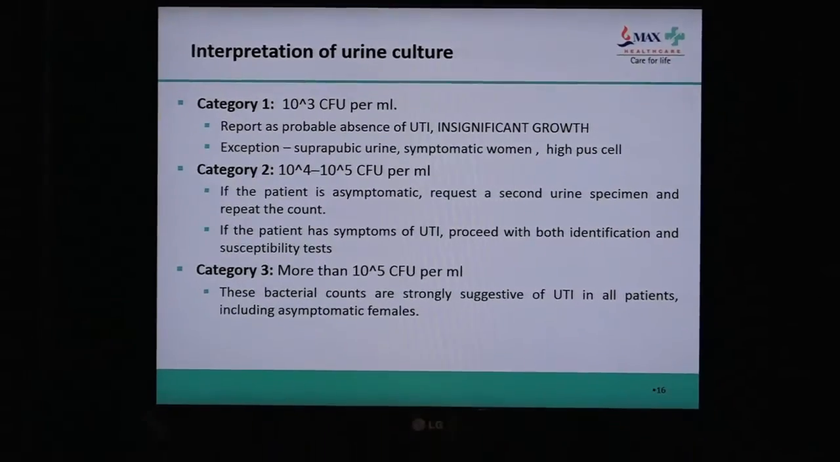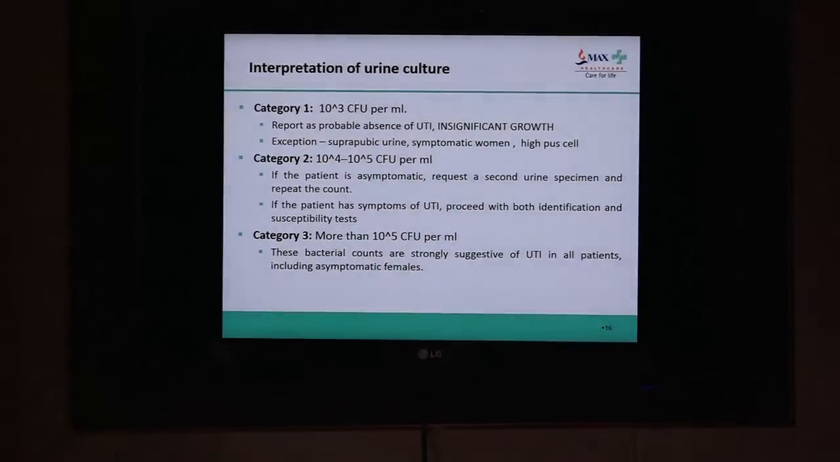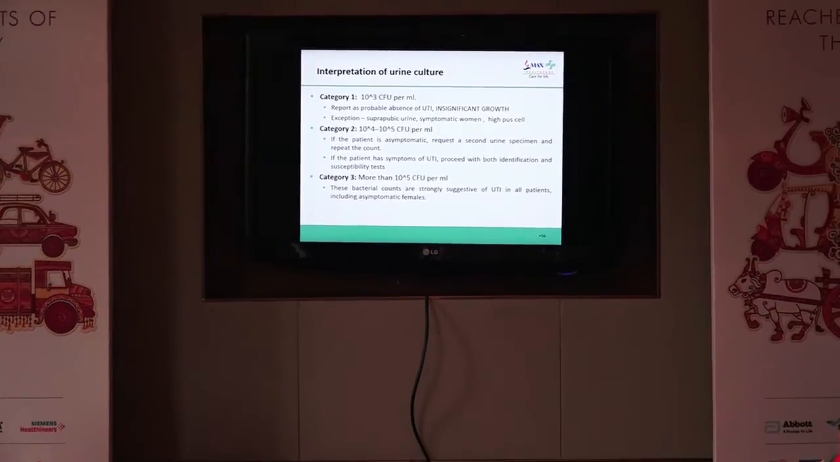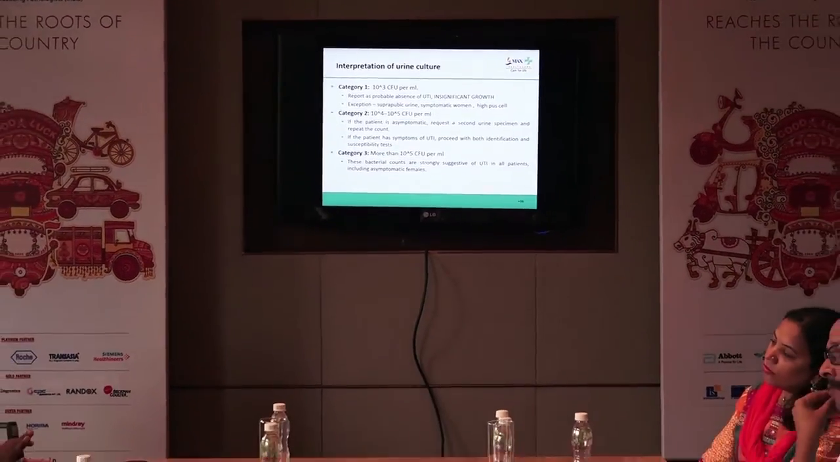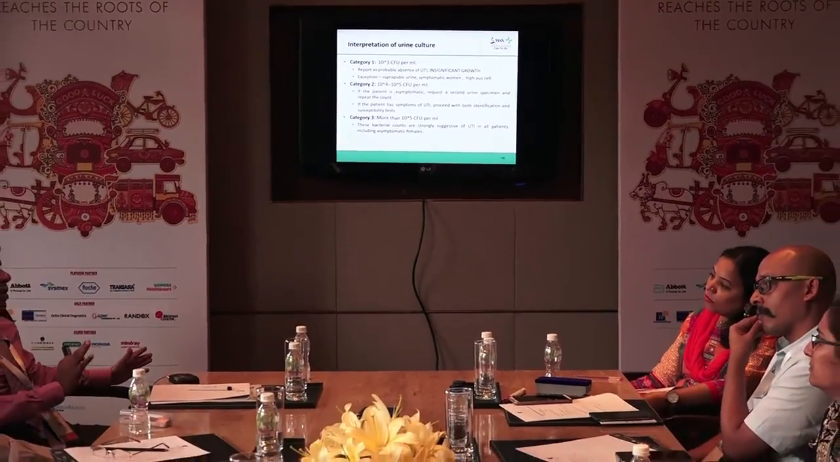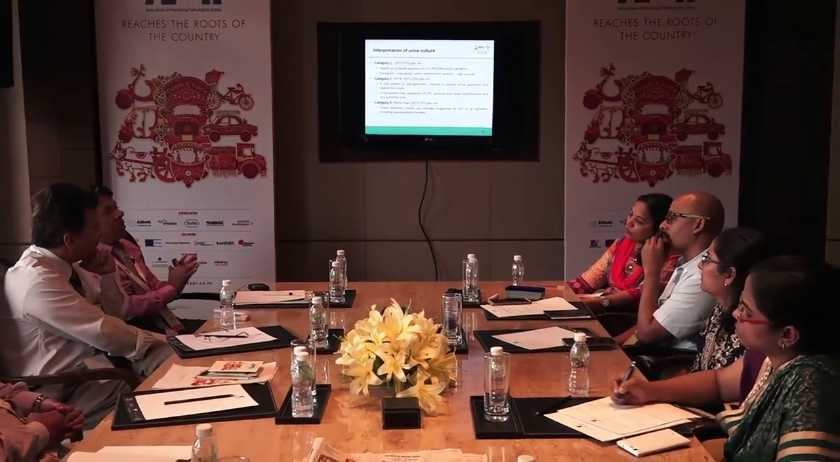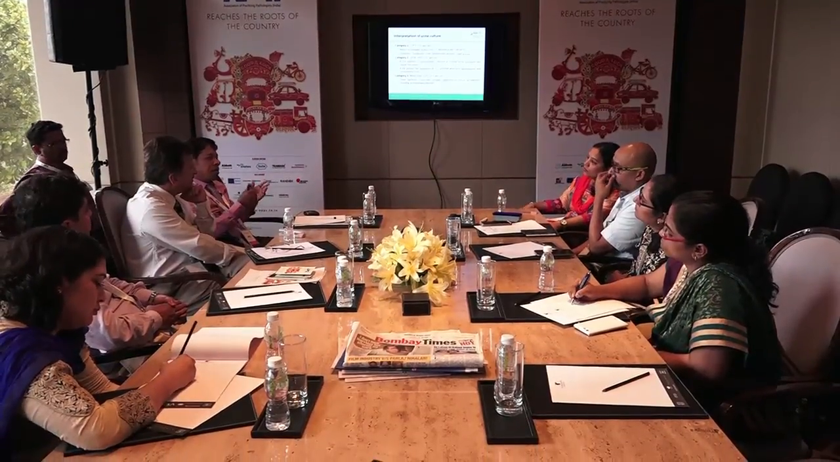See, in old age, more than 65 years, 60 to 70% of ladies will have high pus cells. This is routine. The old age group of more than 60 to 65 will have high urine pus cells, even bacteria. So bacteria will be high unless the patient has symptoms. If the patient has symptoms, treat. Otherwise, you don't do it.